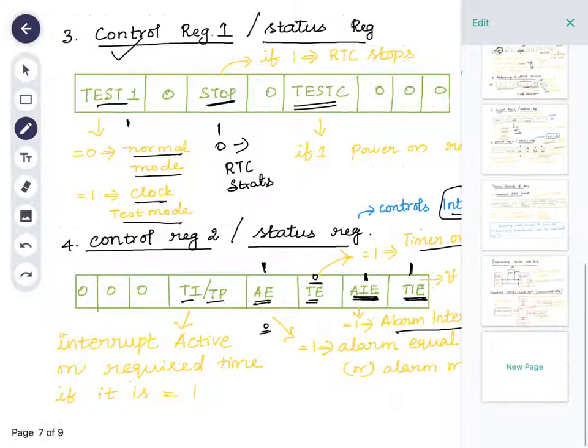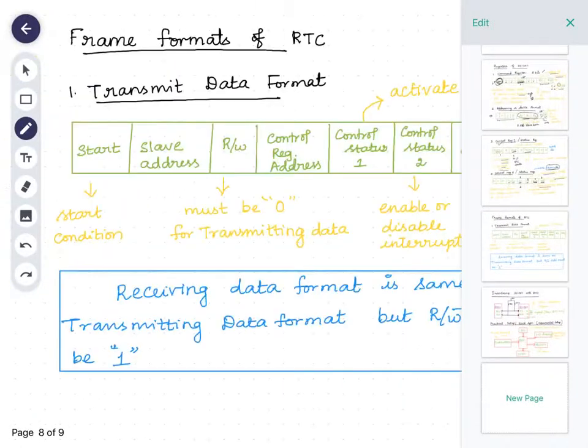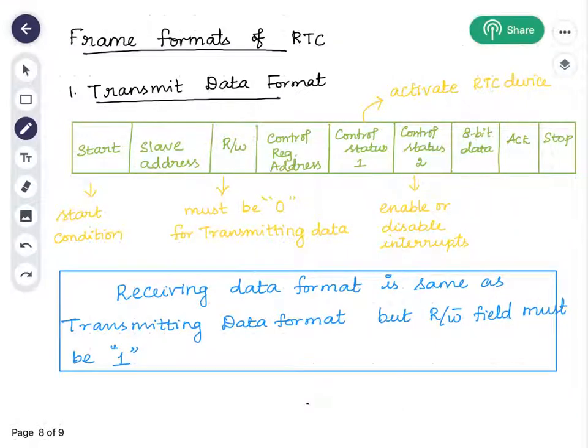Now we are going to see a data format for reading and writing, or transmitting or receiving. The data format is the same for transmit as well as receive, except this particular bit, read or write. If it is 1, then we are going to read. If it is 0, we are going to write. What is read? What is write? Read means we are going to receive data from the peripheral device. Write means we are going to transmit. We are going to write something on the peripheral device.